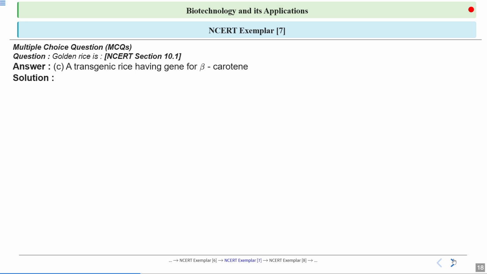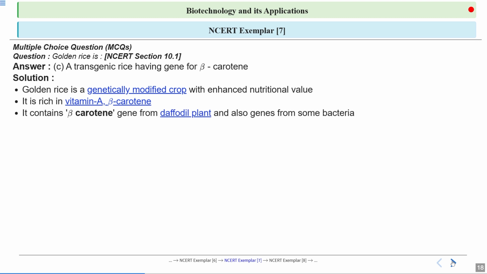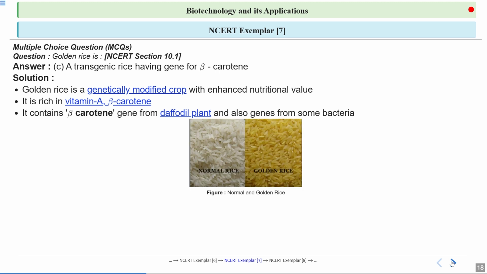So the answer is C. This is a transgenic rice having the gene for beta carotene. So what is golden rice? It is a genetically modified crop with enhanced nutritional value. It is rich in vitamin A. Okay, and it contains the beta carotene gene from the daffodil plant and also genes from some bacteria.